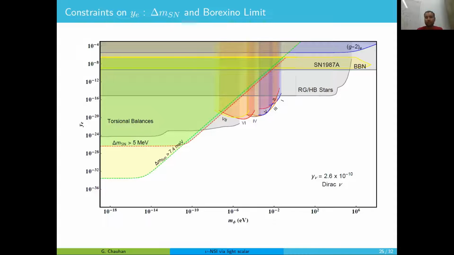So these are all the constraints that I've discussed until now for the case of this phi coupling to the electron. You can see the experimental constraints from supernova greater than 5 MeV are around this level. They go like this. And for the case of the Sun, they are even stronger and rule out a little bigger parameter space in this coupling region.